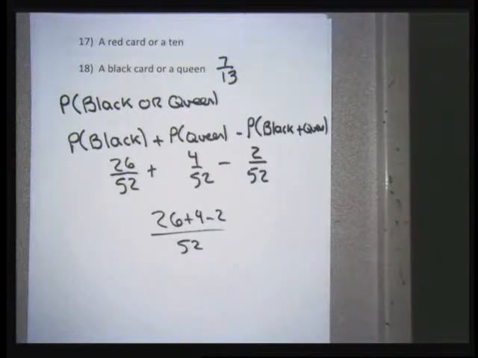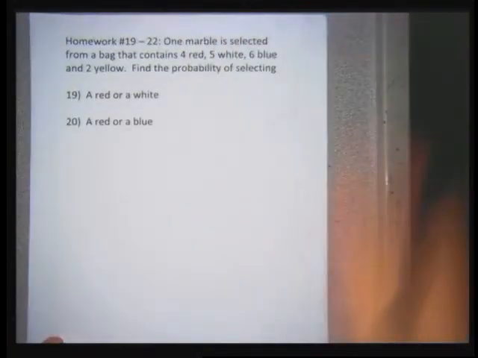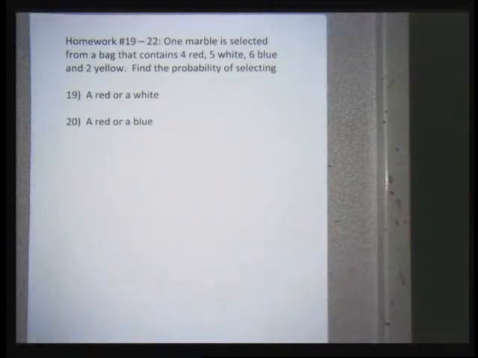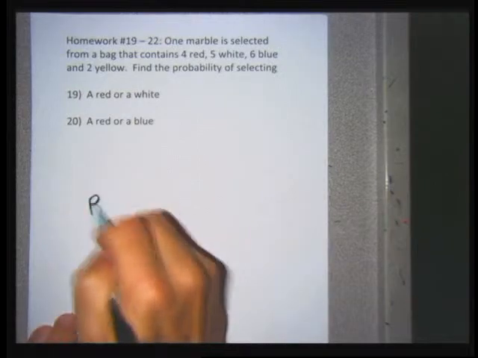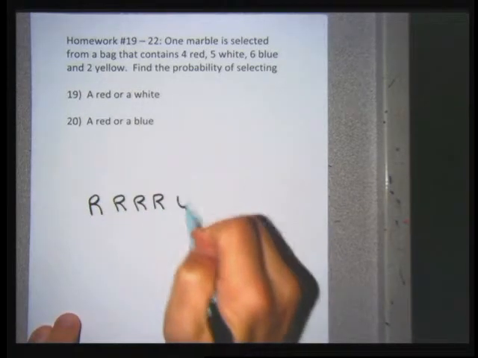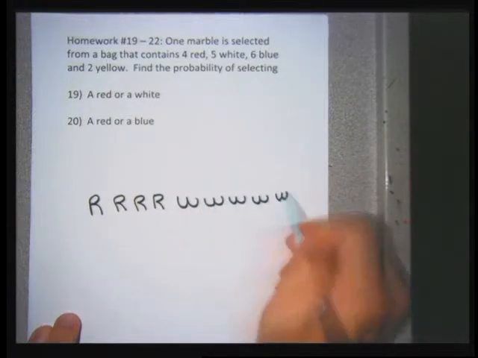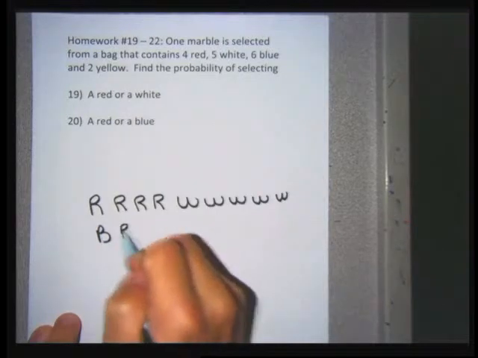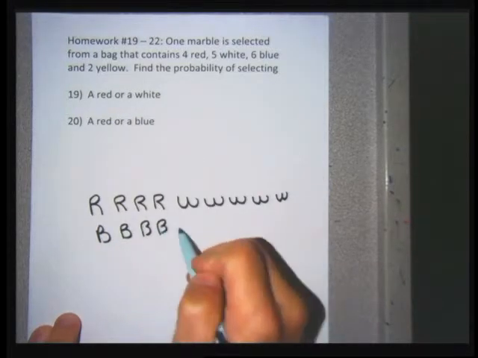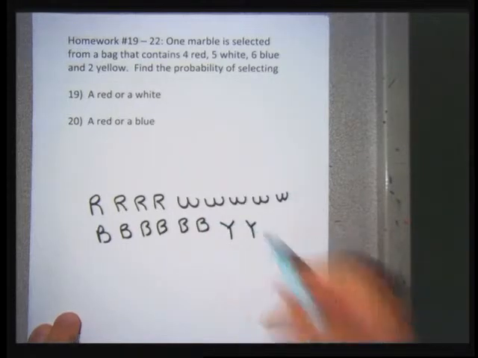I don't have many sheets of paper left, so we're getting close to the end. Okay, so now I need to make a new sample space. I'm picking one marble from a bag that has 4 reds, 5 whites, 6 blue, and 2 yellows. So I have a bag of marbles.